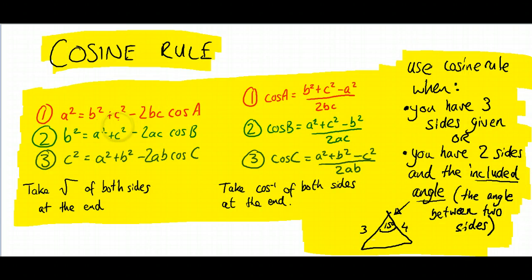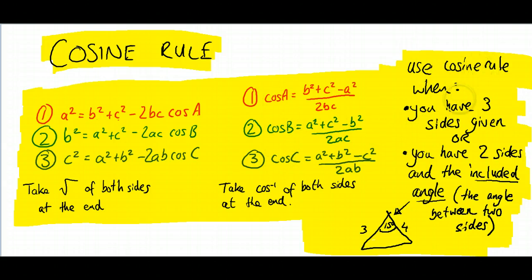Okay, so here we have a summary of the data. We've got the three different versions of the cosine rule here for finding unknown sides. We've got the three modified versions here for finding unknown angles. And just remember, at the end of using any of these three rules, you've got to take the square root of both sides to get rid of that squared there. And at the end of using any of these rules, you've got to take the inverse cos of both sides to get rid of those cos next to the angle.